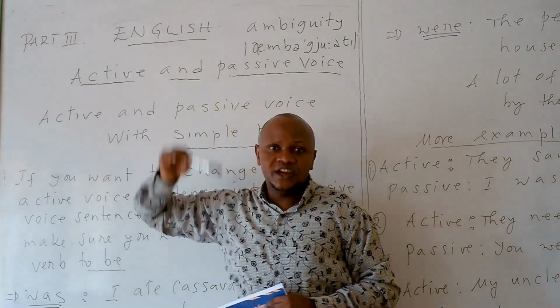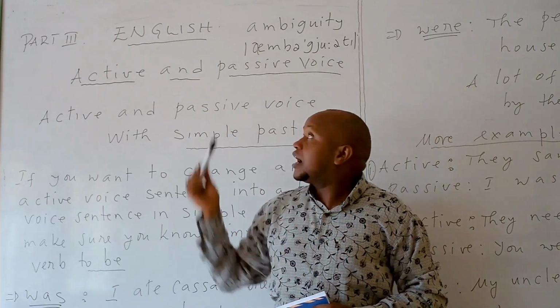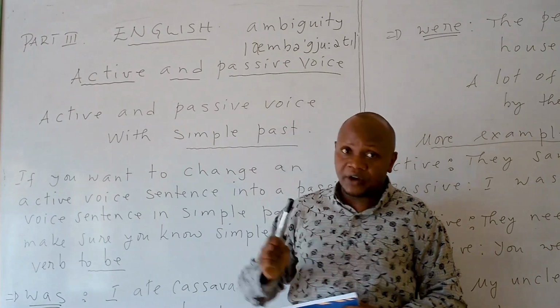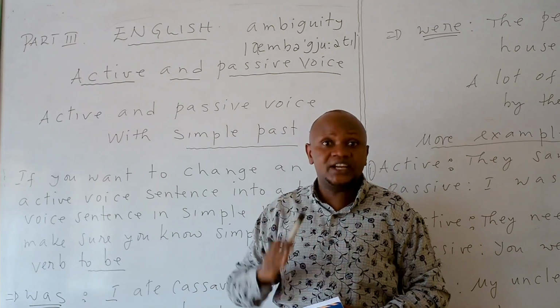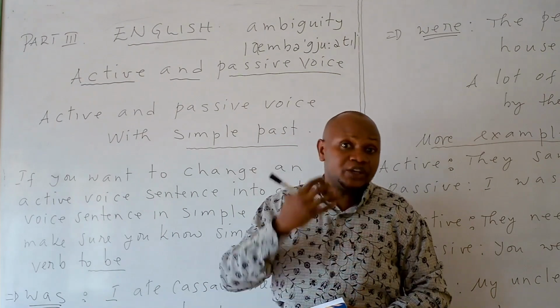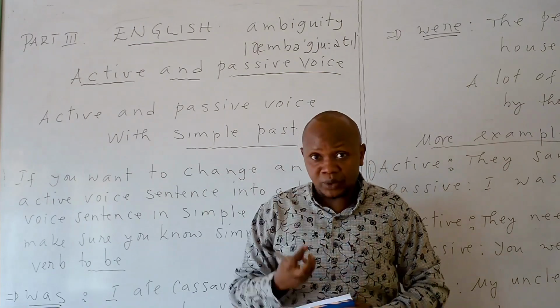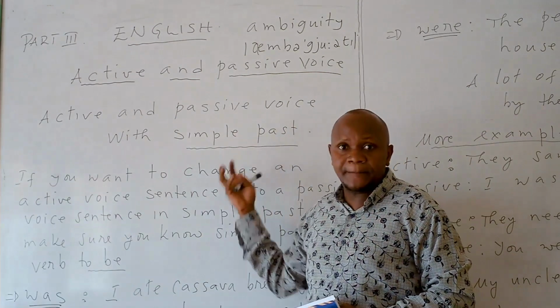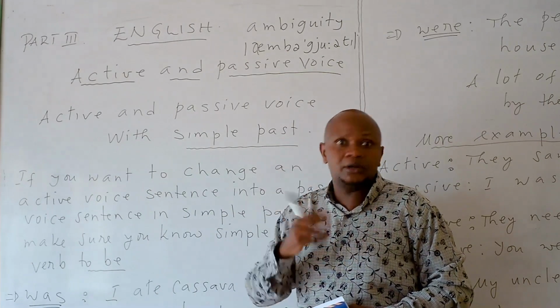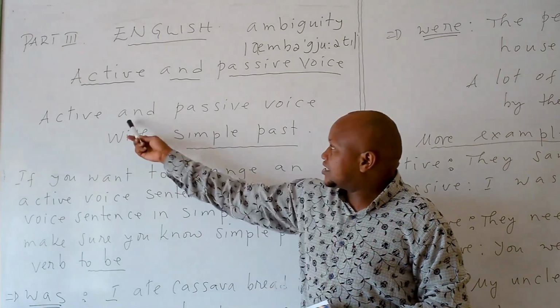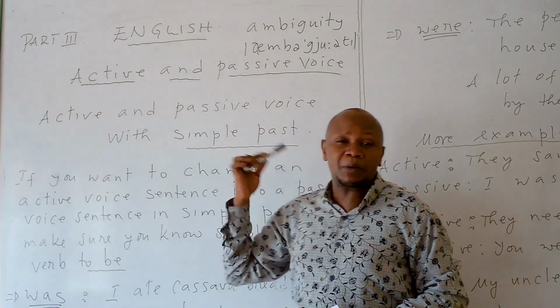Then active and passive voice in English language. Then part 3. Here we have part 3 of active and passive voice. Please, this is a very wonderful chapter in English language. It's a chapter that is going to help you speak English very well. Then you should try your best to follow it if you want to be a very good learner in English language. Active and passive voice with the simple past.